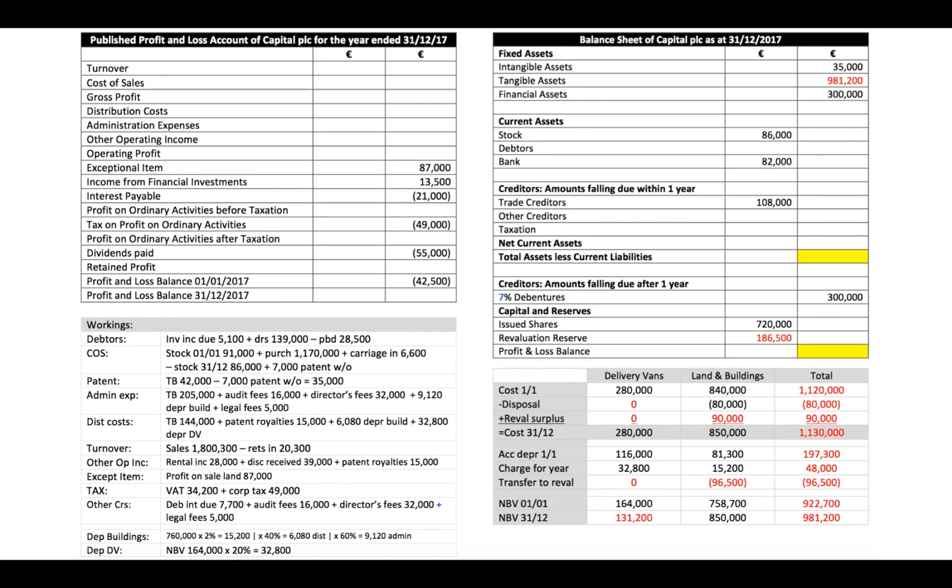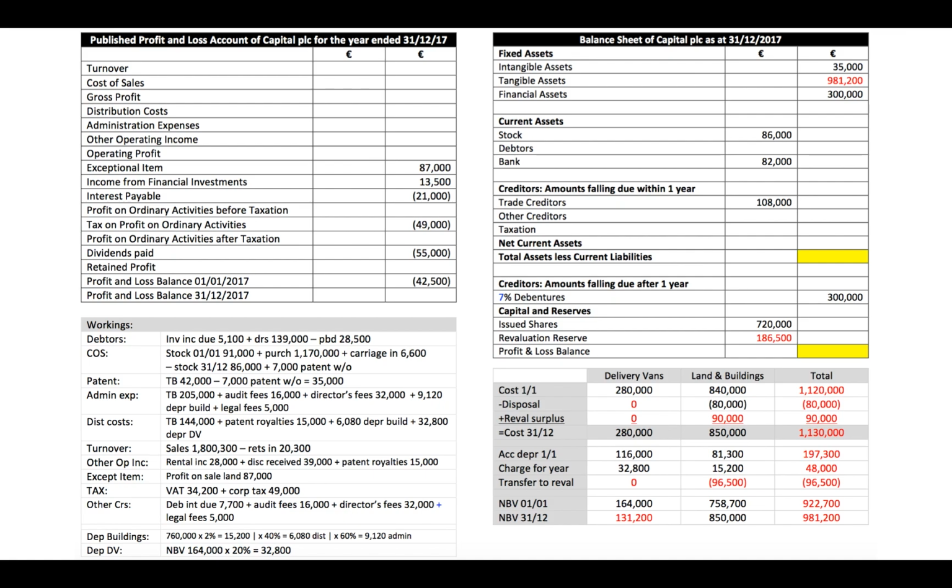Okay, so what we'll do now is we'll tot up our tangible fixed assets working. So I'll just show you how to do the revaluation reserve. So delivery vans, just looking at this first, 280, we didn't sell any, okay, and there was no purchase or anything during the year, so 280,000 euro was in there. The accumulated depreciation, tot all that up. When we take from 280,000 euro these two sums of depreciation, our net book value at the end of the year is 131,200.